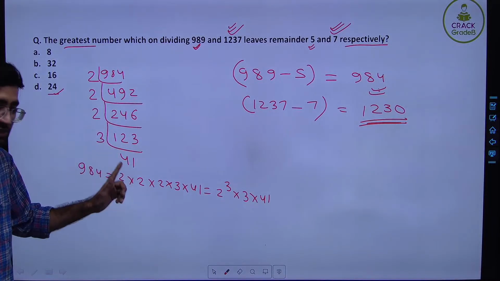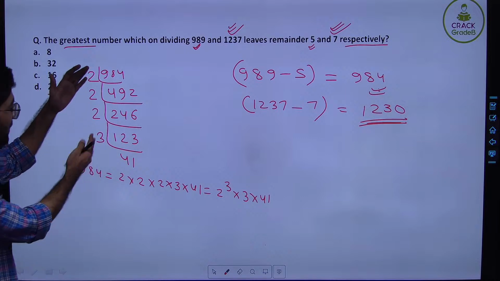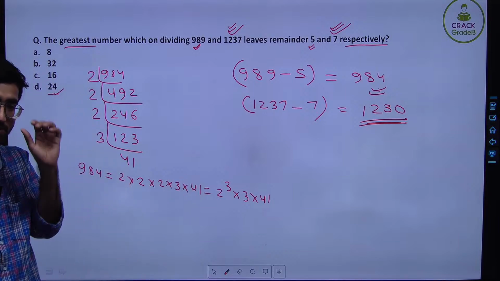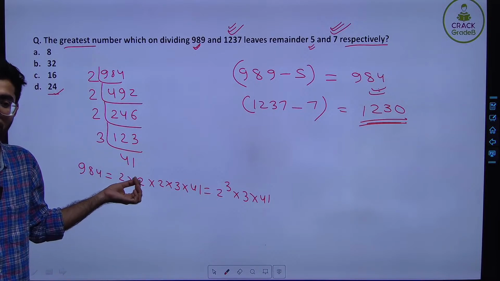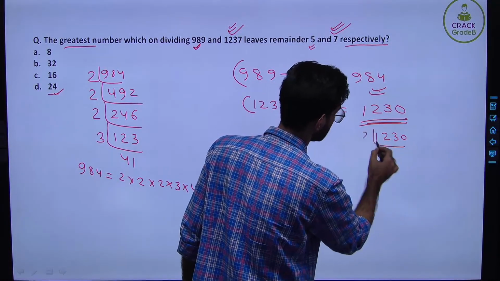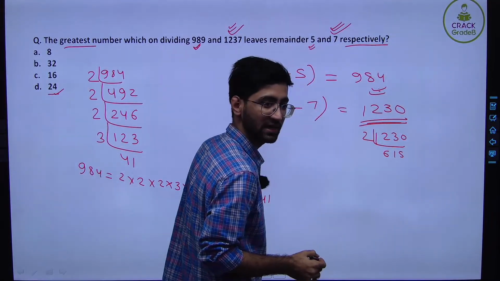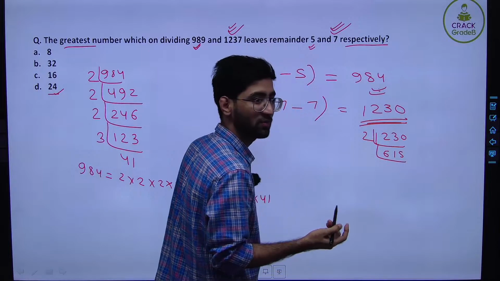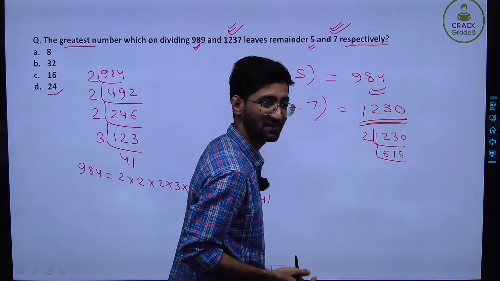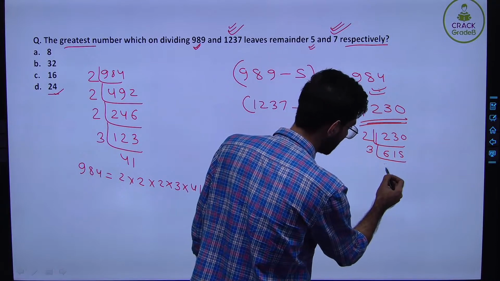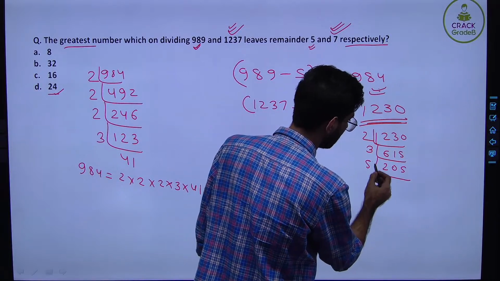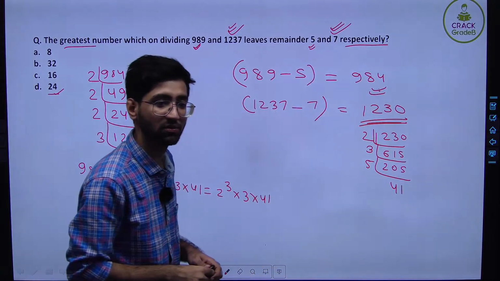See, why didn't we proceed further? Because when we prime factorize any number, we can only write it as a multiplication of prime numbers, right? And 41 is already a prime number, so you can't proceed. Let us do a similar thing for 1230. This is equal to 2 into 615, right? 6 plus 1 plus 5 is 12, means this number is divisible by 3, and it is also divisible by 5. So 205, again 5 into 41.